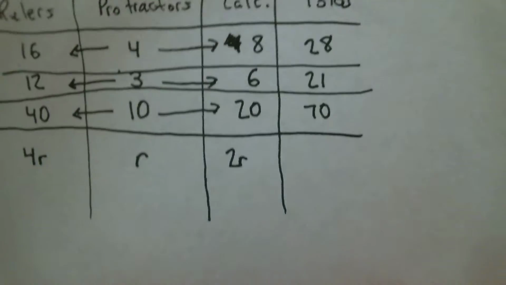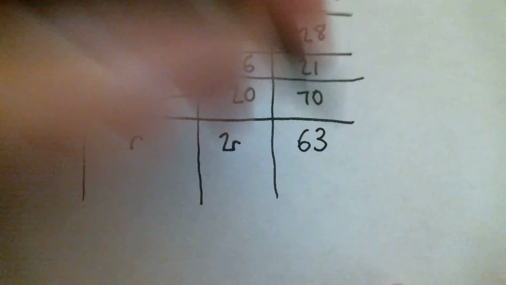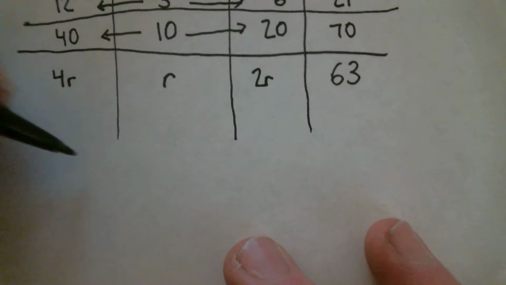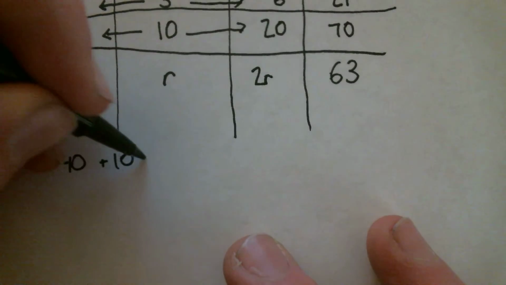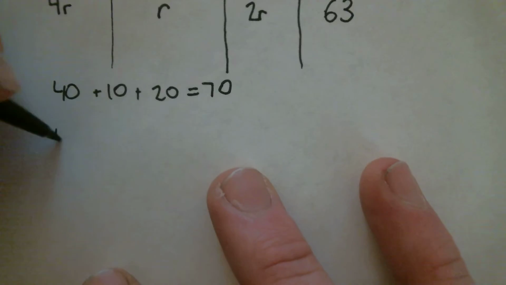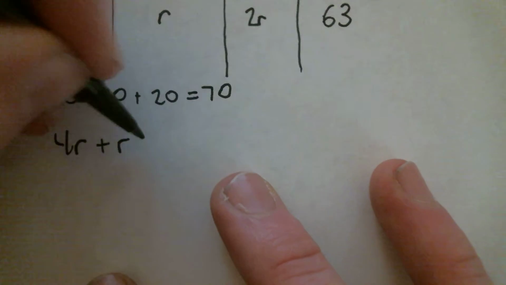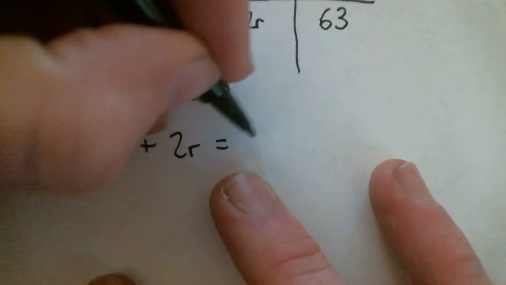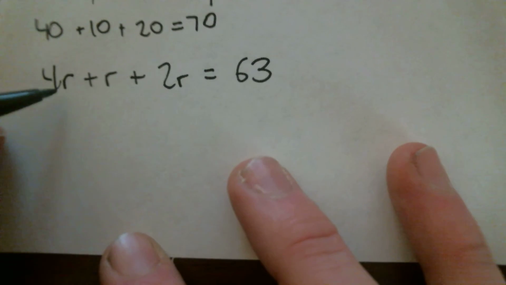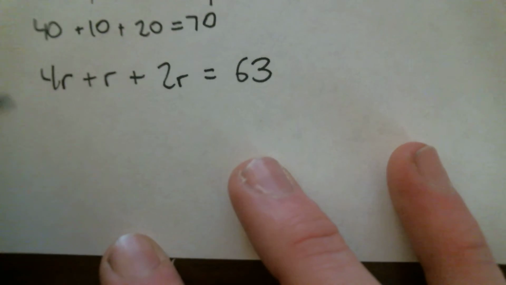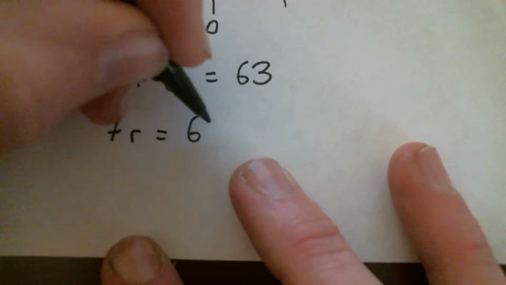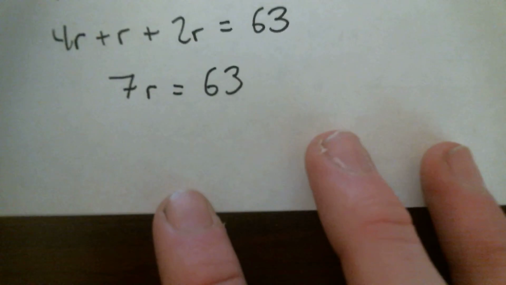Now in the problem, we are told that she wants to end up with 63 total items. So that means if I add these up, just like we did up here, like earlier we added 40 plus 10 plus 20 to get 70. That means technically I can add 4r plus r plus 2r, and if I'm solving for r, it should equal 63. So let's add this together. 4r and r is 5r. 5r and 2r is 7r. We can add those all together because they are the same variable. And that's our goal, to write them all with the one variable.